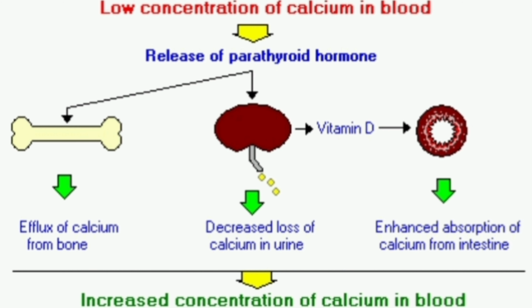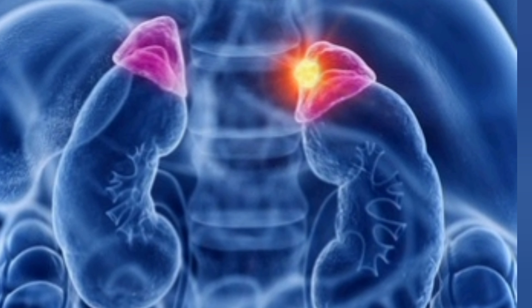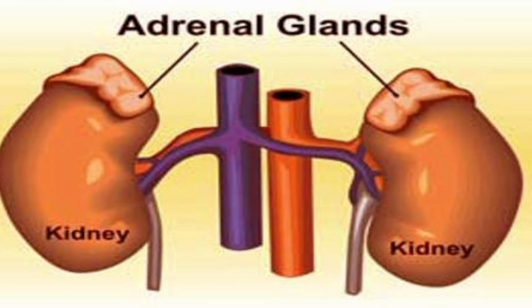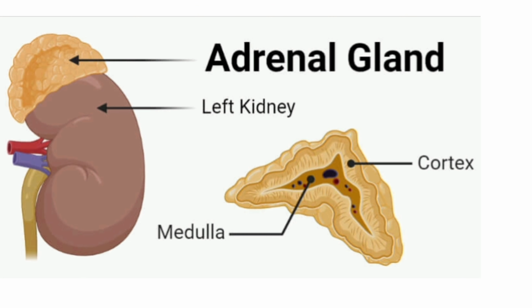The next type of endocrine glands are the adrenal glands. Adrenal glands are also known as suprarenal glands. These glands are located as a pair at the anterior part of each kidney. The adrenal glands are conical yellowish bodies composed of two types of tissues, the adrenal cortex and the adrenal medulla.